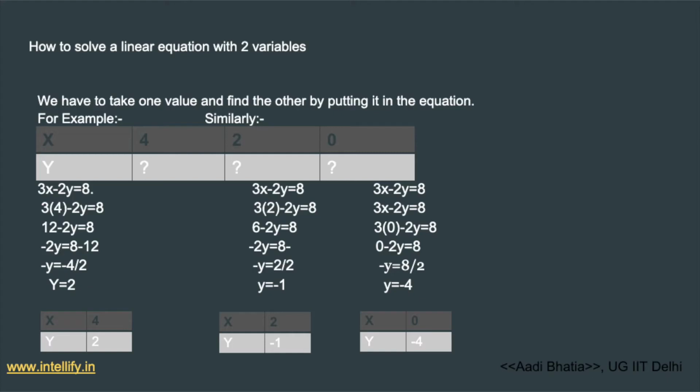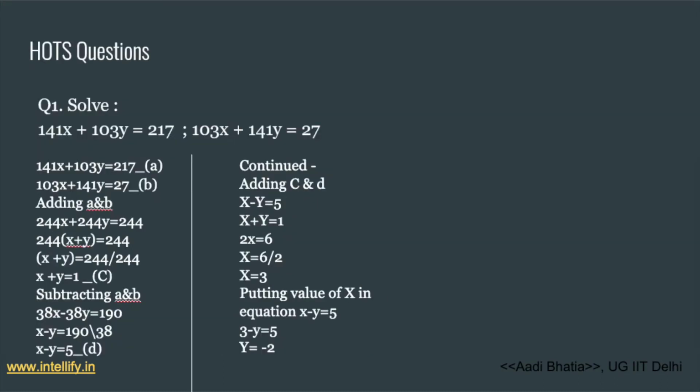And in the third equation we have taken x as 0. So if we multiply 3 into 0, it will be 0, and solving the equation ahead, the value of y will be minus 4. Now we're going to begin with hot questions. So our first question is, solve 141x plus 103y is equal to 377.